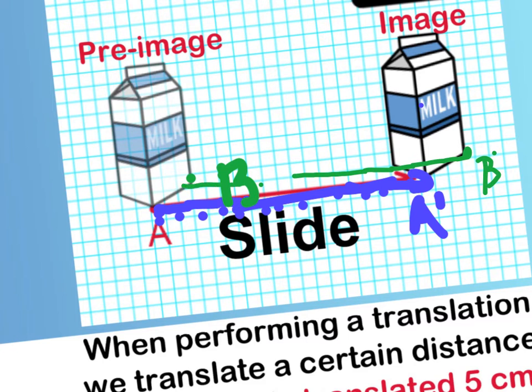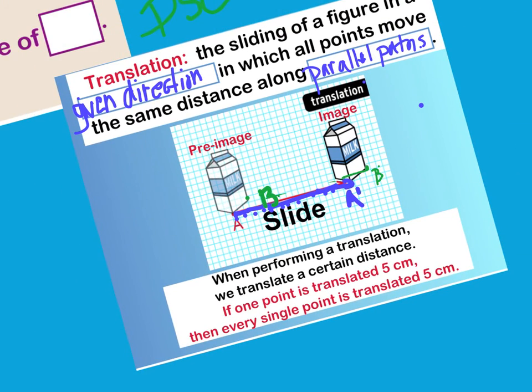A mistake that a lot of people make is that they try to say that they're just going to slide it from here to this point, right there. And those points are not corresponding. You have to slide it all the way to the corresponding spot. And it's going to be the same exact number of spaces that you slide it when you make a translation. So if one point is translated 5 centimeters, every single point will be translated 5 centimeters.